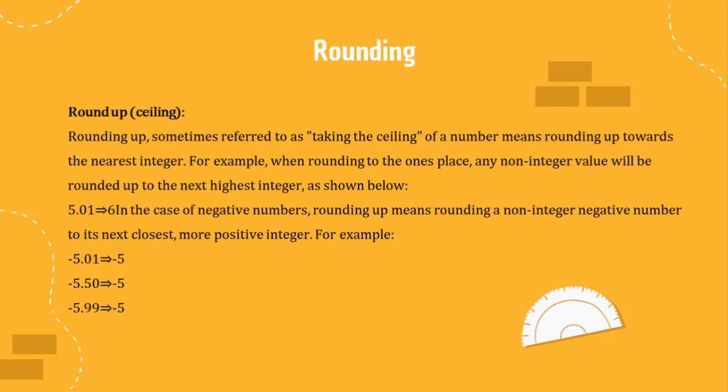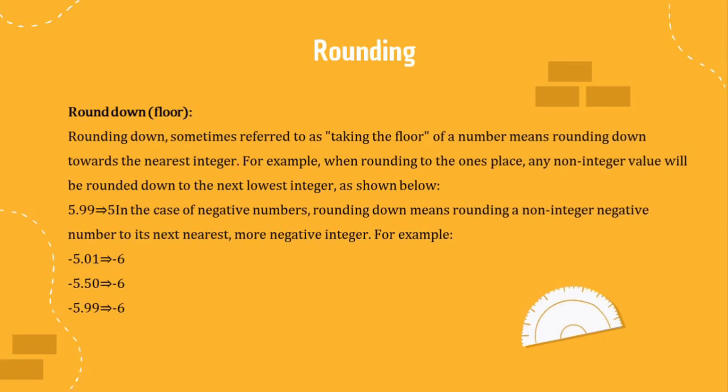5.01 equals 6. In the case of negative numbers, rounding up means rounding a non-integer negative number to its next closest more positive integer. For example, negative 5.01 equals negative 5. Negative 5.50 equals negative 5. Negative 5.99 equals negative 5. Round down, floor.